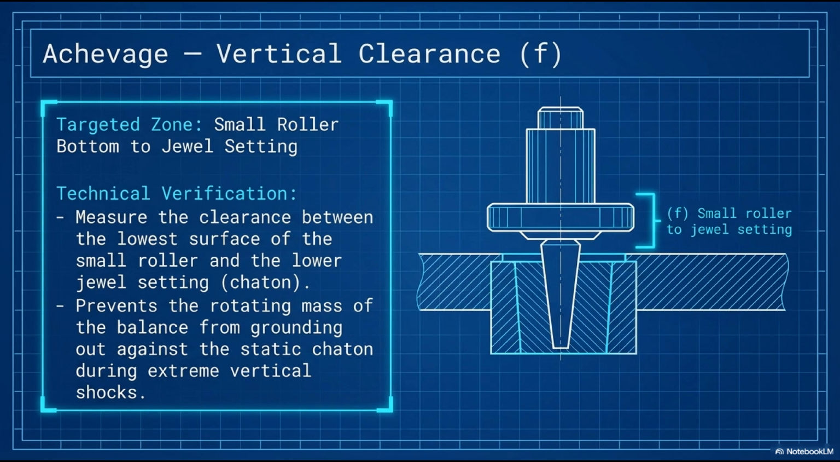This clearance protects the most fragile component in the assortment, the lower balance staff pivot. Get it right before any functional testing begins.